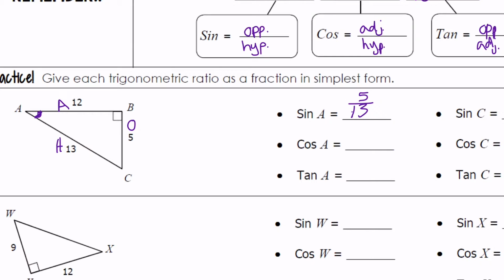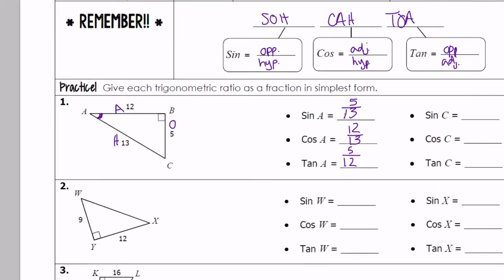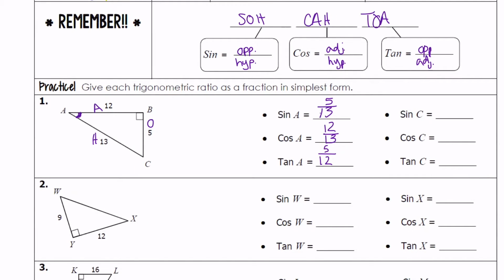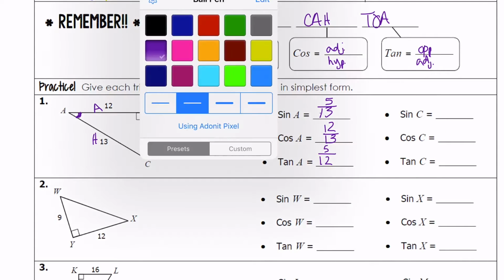Then I have to look at my cosine, CAH, so 12 over 13, my adjacent over my hypotenuse, and then my TOA, my opposite, which is 5, over my adjacent, which is 12. Then I have to look through and see, can I simplify these, or are they already in simplest form? In this case, these 3 are already simplified, so I can't simplify them any further. And that's all when you're trying to write the trigonometric ratios of an angle. So go ahead and try to do the trig functions of angle C. This one right here.